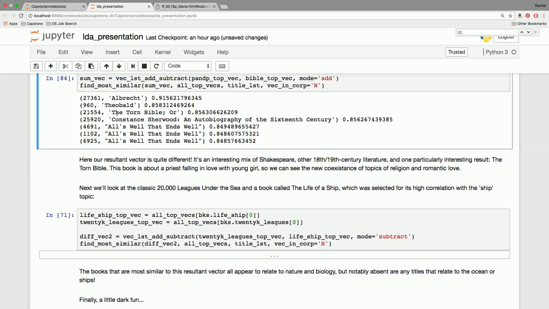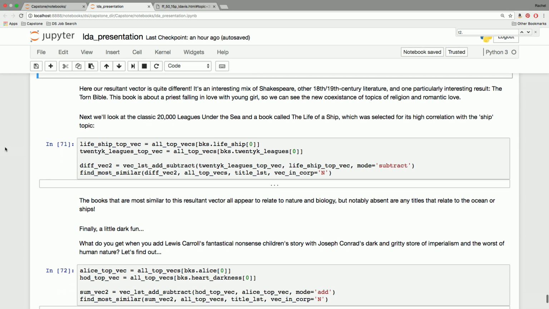And we also get this really interesting result. I was giving this presentation to a friend as a practice, and she was like, "Oh my gosh, this book is about a priest falling in love with a young girl." So we get kind of those romantic love and religious themes existing together. So it's like, all right.